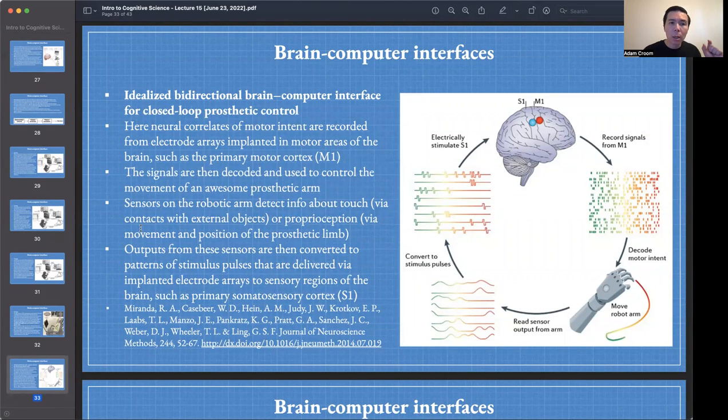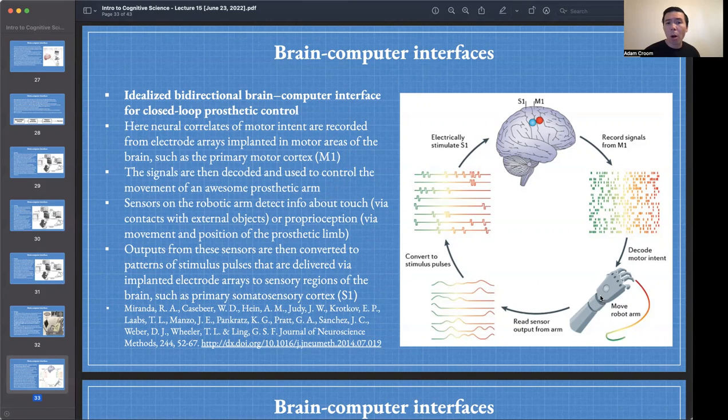So we're going to record that motor intent using electrode arrays implanted in motor areas such as M1 or primary motor cortex, right? Those signals are then decoded and used to control the movement of an awesome prosthetic arm, such as the arm right here. Okay, maybe I don't have functionality of my arm anymore. Maybe I was in a car accident or in some sort of accident, and I no longer have the ability to move my arms, right? So what I can do is, through training of motor intent, we can get the signal that I'm consistently producing and then use that signal to control the movement of this prosthetic arm.